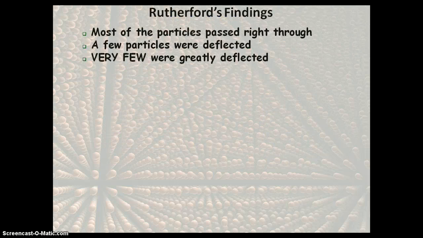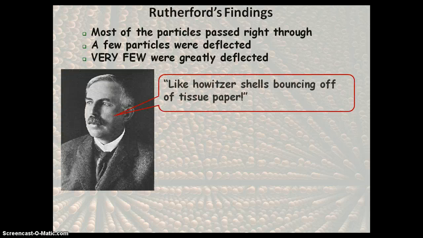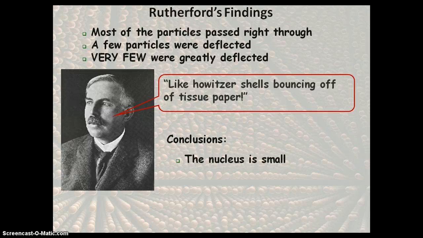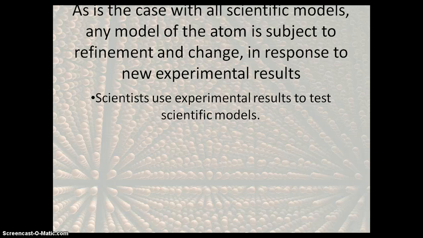So Rutherford's findings were that most of the particles passed right through. A few particles were deflected. Very few were greatly deflected, though. But however, some were deflected. This tells us that the nucleus is small, it's dense, and it's positively charged. So we now have a much better view of the atom.